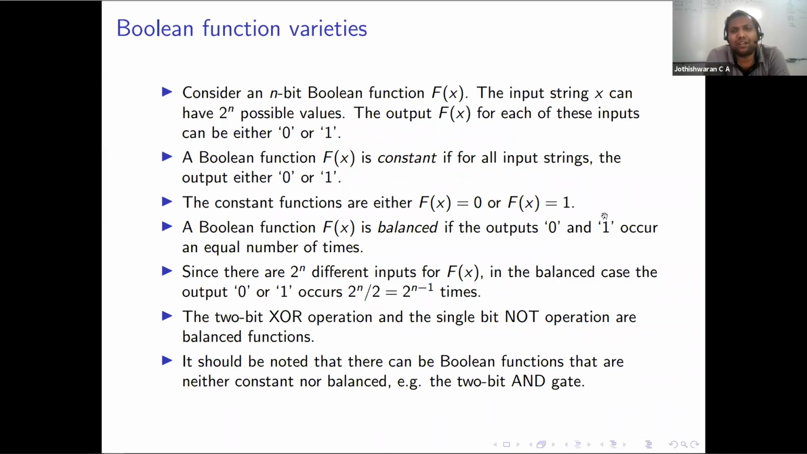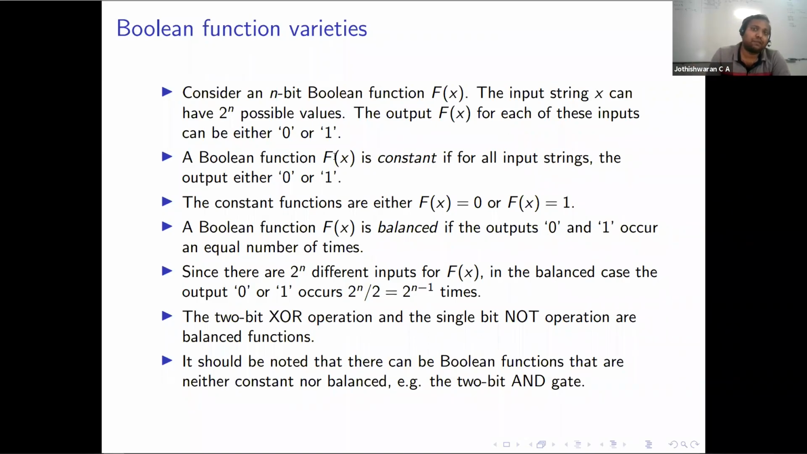So let us go back to Boolean functions for a second. As defined before in yesterday's lectures, an n-bit Boolean function takes in an n-bit Boolean string as an input and gives an output f of x. So the input can have 2 to the power n possible values going from all zeros to all 1s, and the output can have one of 2 possible values, 0 or 1.